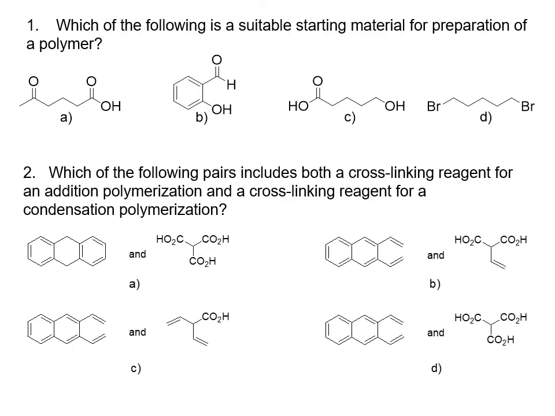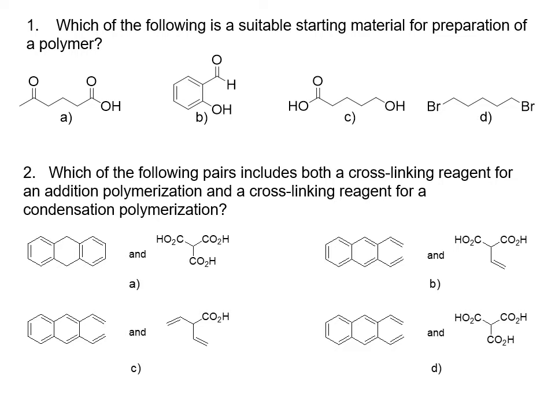First question, which of the following is a suitable starting material for preparation of a polymer? Polymers could be addition or condensation polymers. And for addition polymer, we need a multiple bond, carbon-carbon double or carbon-carbon triple bond. None of these compounds have such structural element, so this must be starting material for preparation of a condensation polymer.